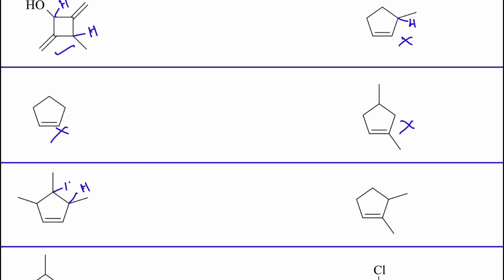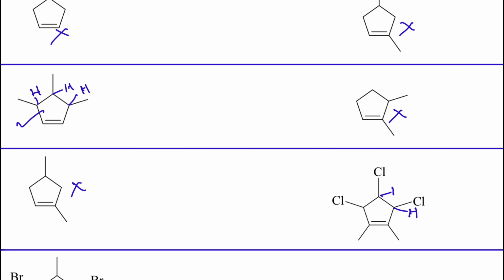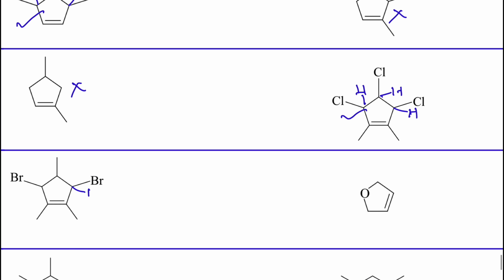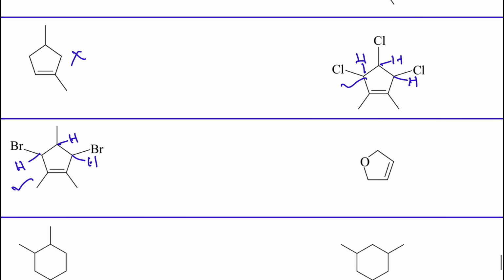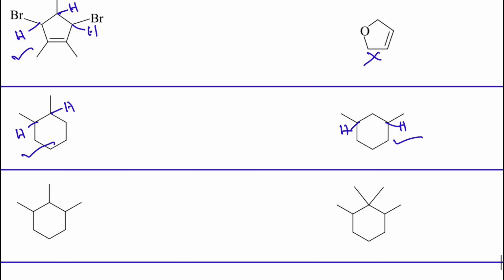Methyl hydrogen, methyl hydrogen, methyl hydrogen, yes, no, no. Chlorine hydrogen, chlorine hydrogen, chlorine hydrogen, yes. Ring is geometrical center. Bromine hydrogen, methyl hydrogen, bromine hydrogen, ring is geometrical center. In the next example, no. Methyl hydrogen, methyl hydrogen, yes. Methyl hydrogen, methyl hydrogen, yes.